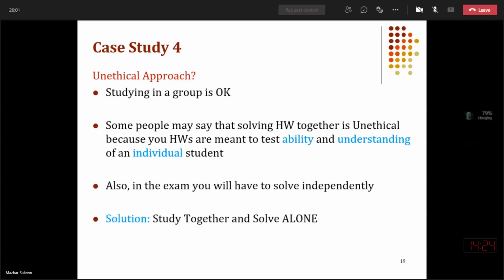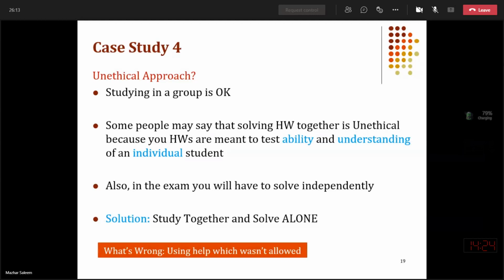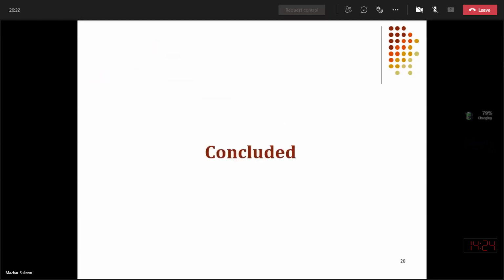So in that case, maybe the best solution is you may study together, and in fact, I encourage group study. But whenever it comes to the solution of homework problems, you should try to solve the homework problem independently or alone. So what's wrong or unethical in this situation? Using help, which wasn't allowed.